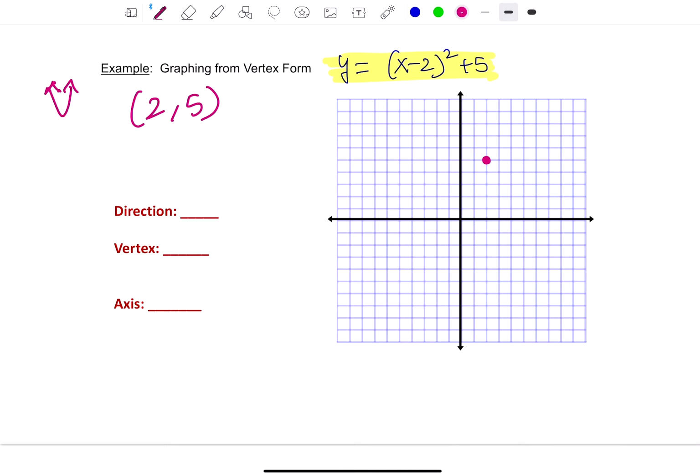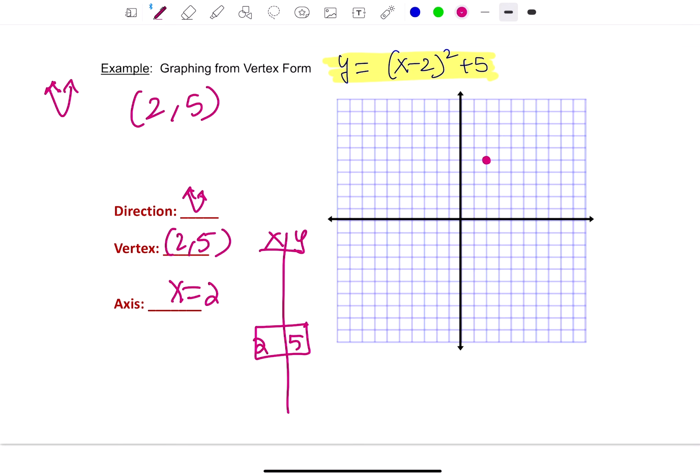I don't need to bother to find the x-intercepts in this case because I already know this graph is not going to have any x-intercepts. It's going to open up. So I'm going to go ahead and make a table for this parabola. x equals 2 will be the axis of symmetry, and the parabola opens up. Let's make a table for x values around the vertex and find the corresponding y values. My vertex is x is 2, y is 5. We can pick 3 and 4 and 1 and 0.